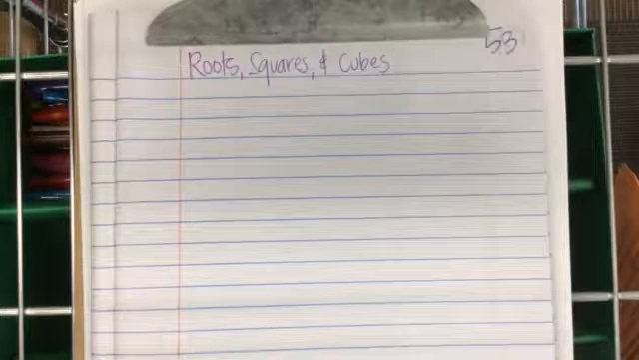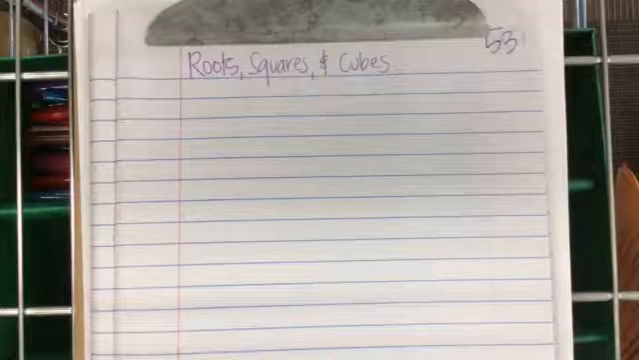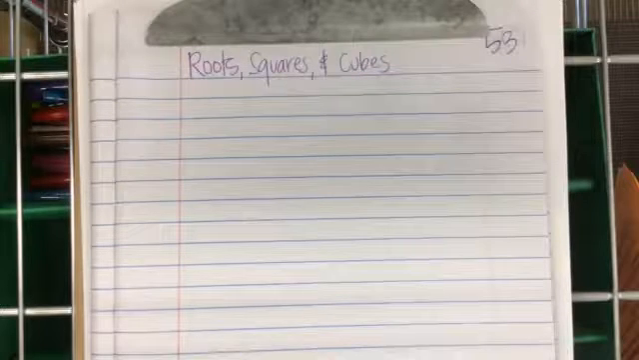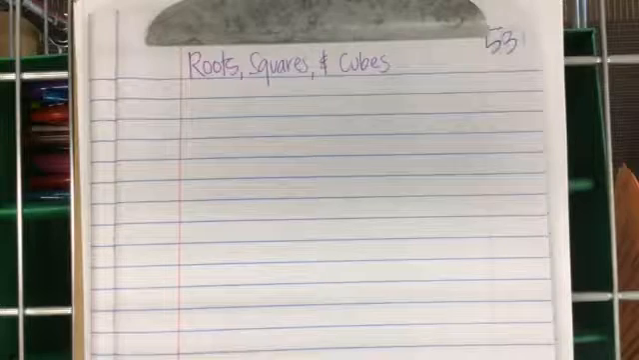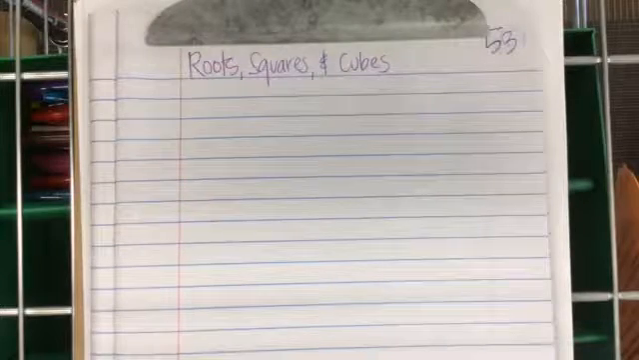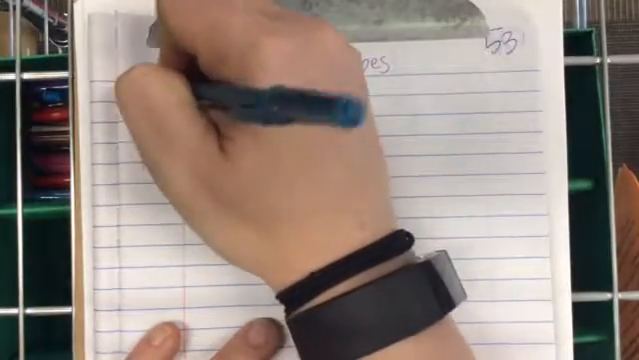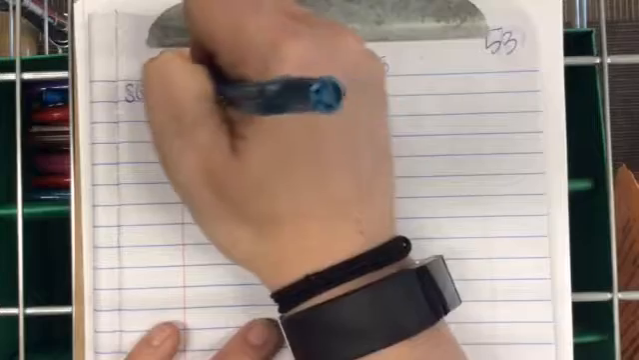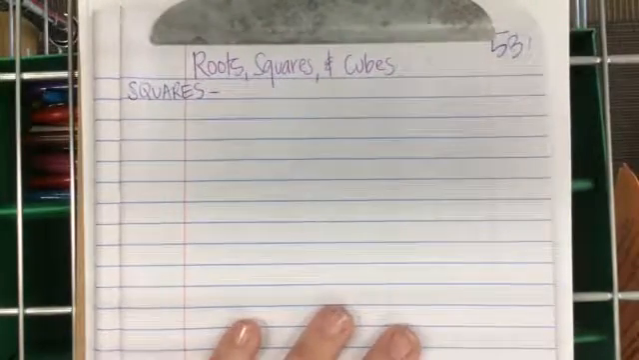Okay, so roots, squares, and cubes. Again, 50% of this you already know, hopefully. So let's talk squares first. Squares. Yes, squares are a shape.